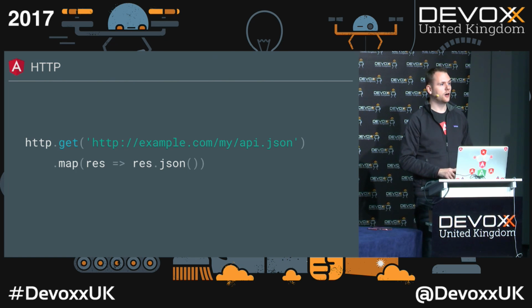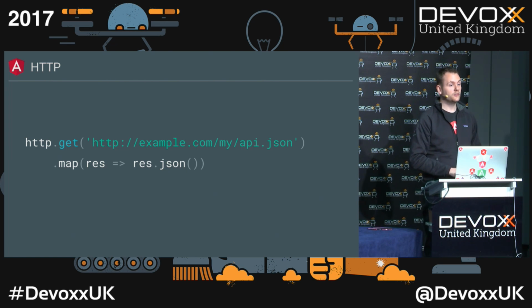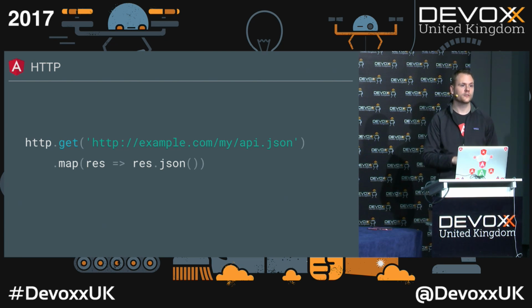HTTP is also based on observables. And so an HTTP call by default is only going to return exactly one item, and by default it returns a response. Most commonly, we're going to take that response and get the body as JSON out of it. And so you'll map from response to response.json.